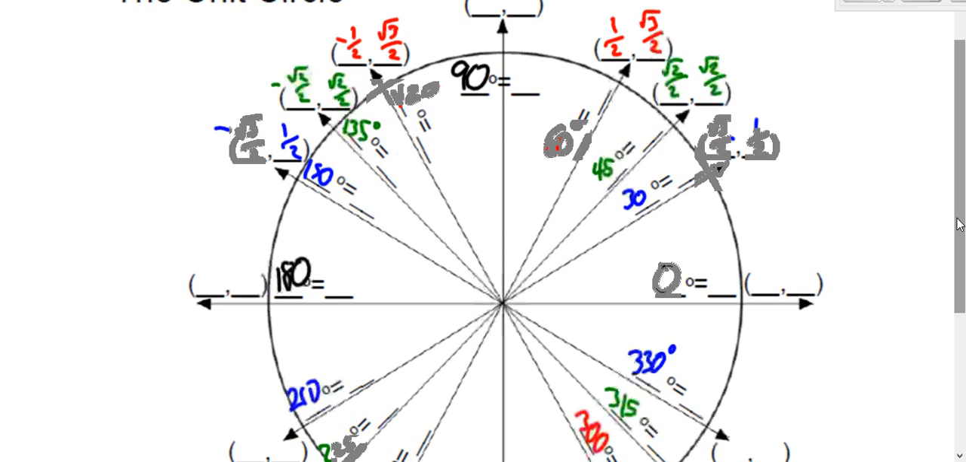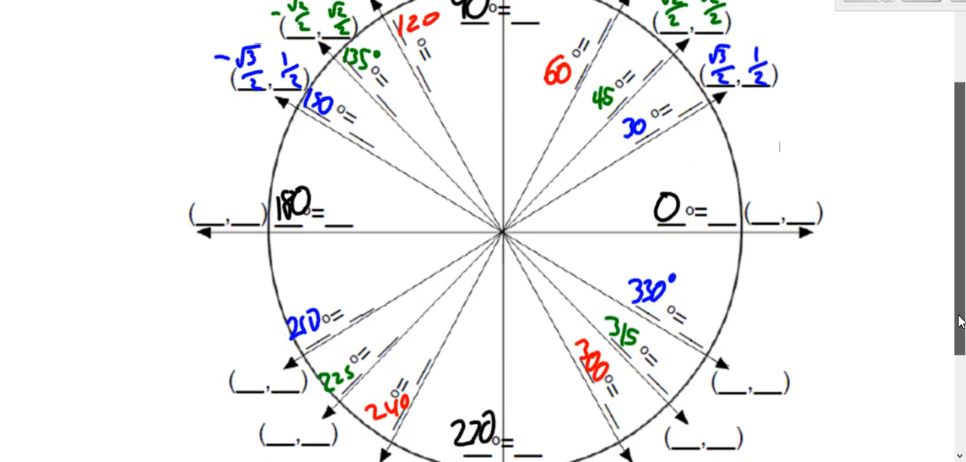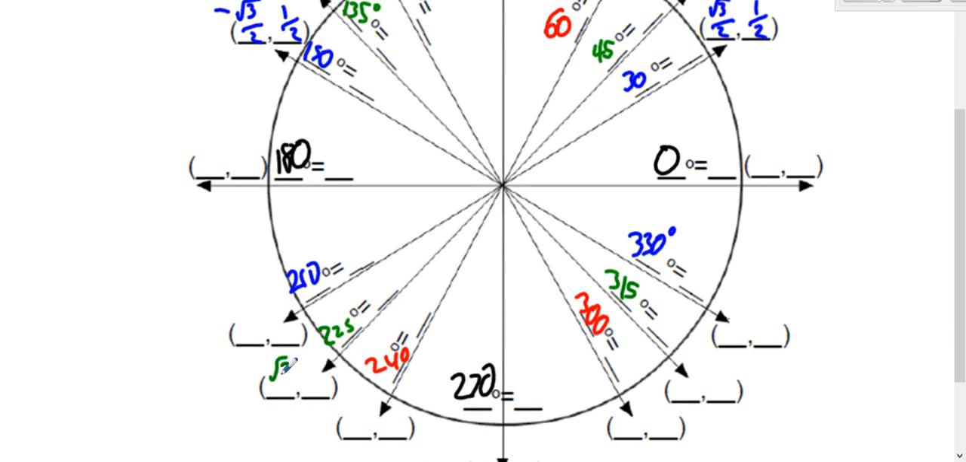So we can see the green ones, the 45-degree reference angles, they're all going to be root 2 over 2. So even these down here, this is root 2 over 2 and root 2 over 2, except this is quadrant 3. Quadrant 3 is negative, negative, so they're both negative.